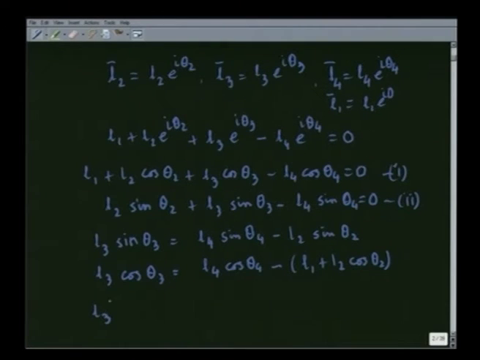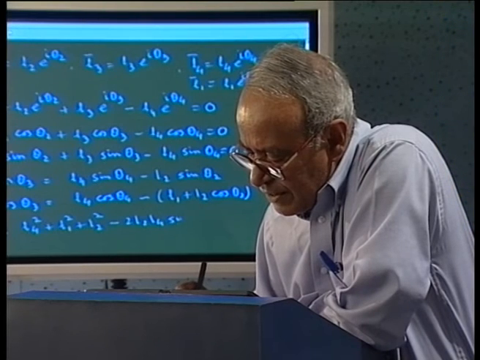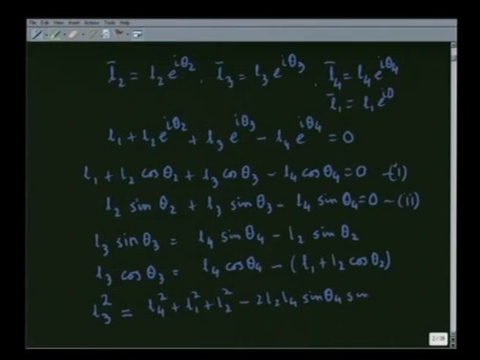So, squaring and adding these two equations, we get L3 squared is equal to L4 squared plus L1 squared plus L2 squared minus twice L2 L4 sin theta 4 sin theta 2 minus twice L4 cosine theta 4 into L1 plus L2 cosine theta 2 minus twice L1 L2 cosine theta 2.